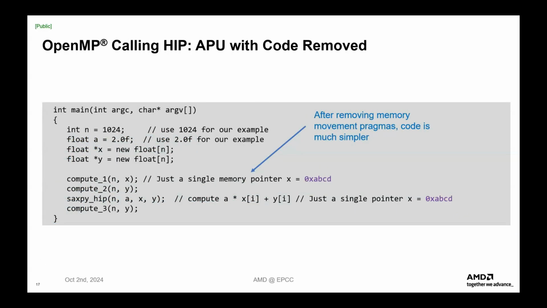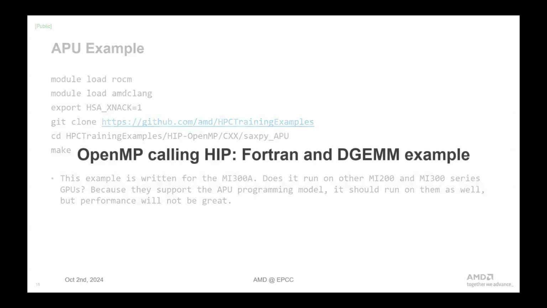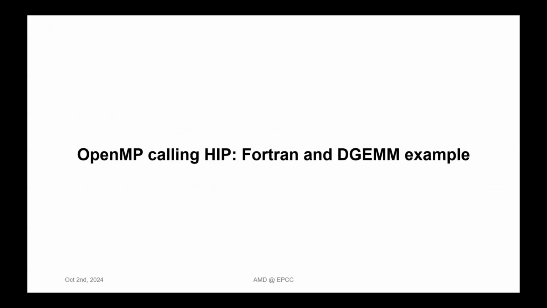So after removing the memory pragmas, the code is much more simple. So you have only the saxpy HIP call instead of the saxpy call compared to the original OpenMP example. And yeah, so the APU is very beneficial also for OpenMP and HIP interoperability. There's also the APU example in the training examples repository. You can later try this yourself and get some experience with it.